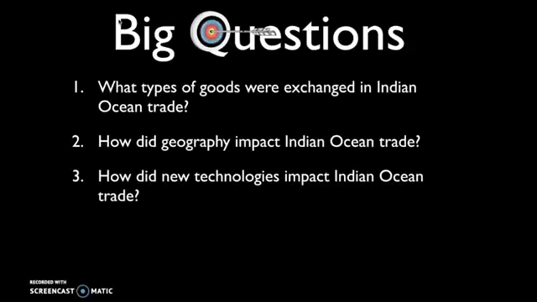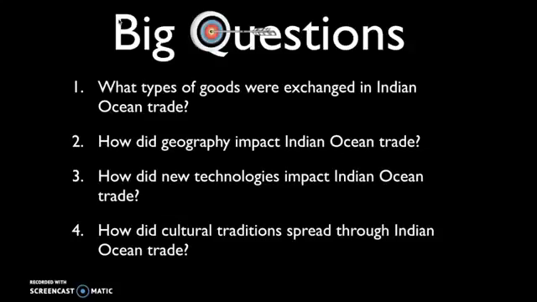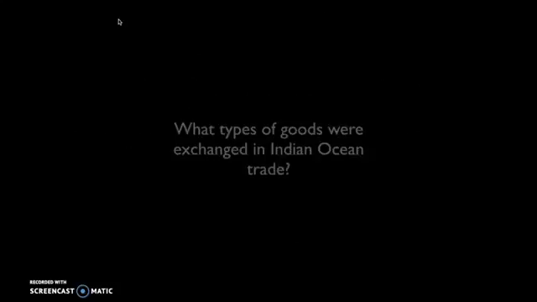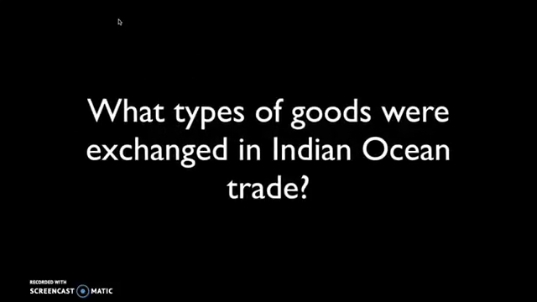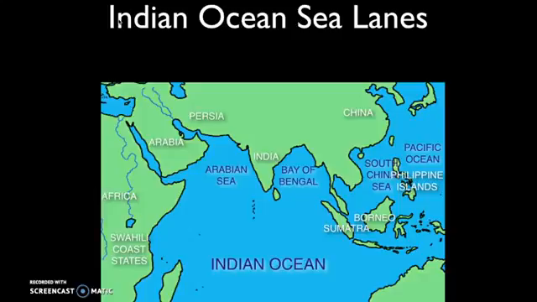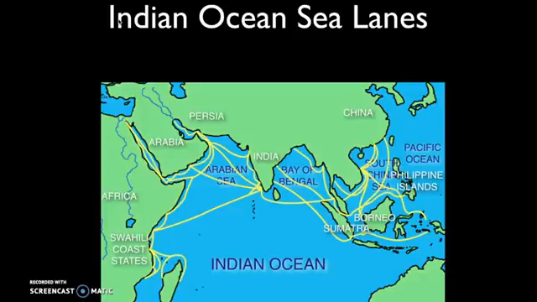Third, how did new technologies impact Indian Ocean trade? And then fourth, how did cultural traditions spread through Indian Ocean trade? So what types of goods were exchanged in the Indian Ocean trade, and are those similar to or different than the Silk Road? So first, let's get an idea of the geography of the Indian Ocean sea lanes.